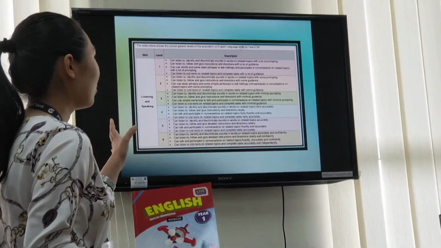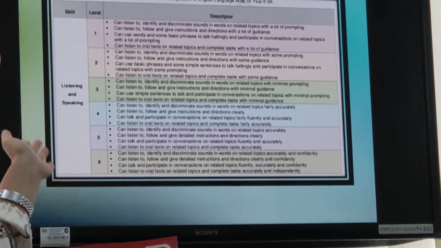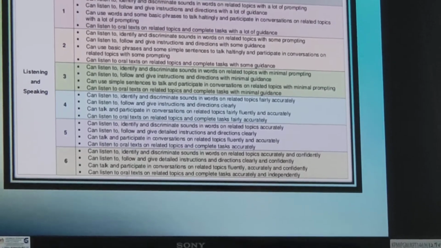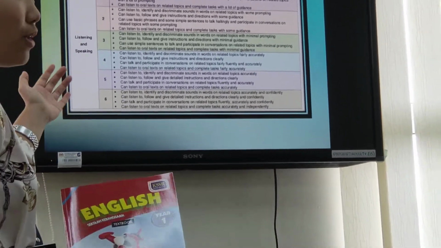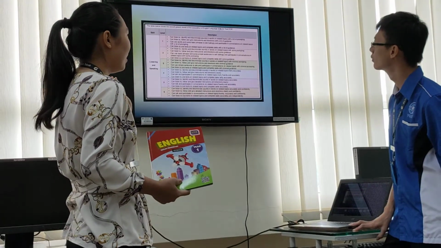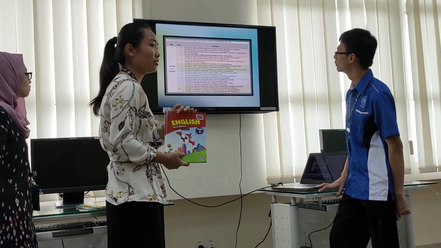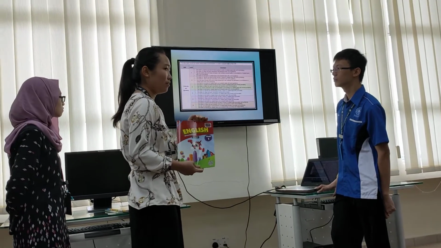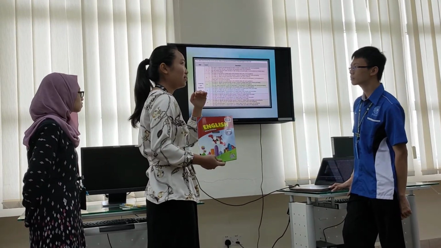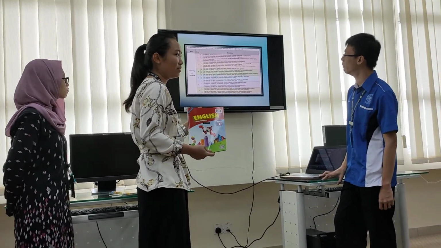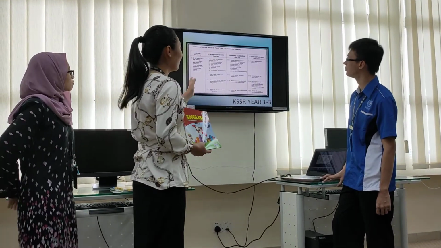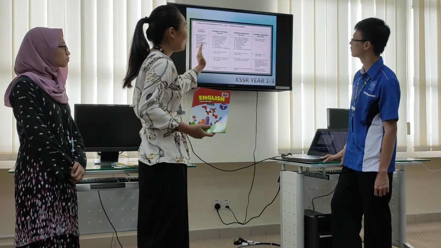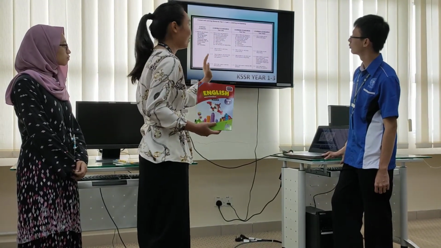This is an example of school-based assessment from level 1 to level 6. You can see that every point here, from level 1 to level 6, includes all the context of our KSSR. It's just the difference of the level, but the context is still the same. The basics you need to learn are still the same. So here we are comparing year 1, year 2, year 3. It's actually almost the same, the context.